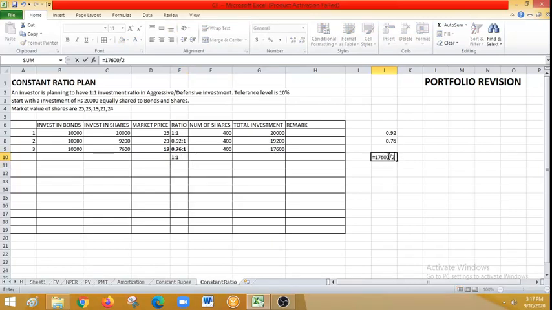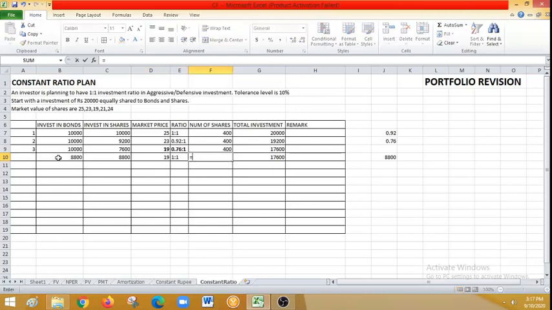17,600 divided by 2. How much? 8,800. So 8,800 into bonds, 8,800 into shares. So what will happen? Now the total investment will be the same, 17,600. The market price is going to be the same. Okay, the ratio is 1:1. So how many shares will I have now?